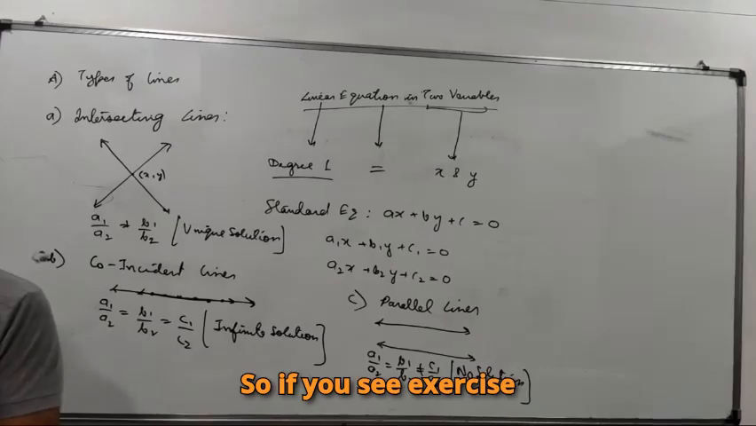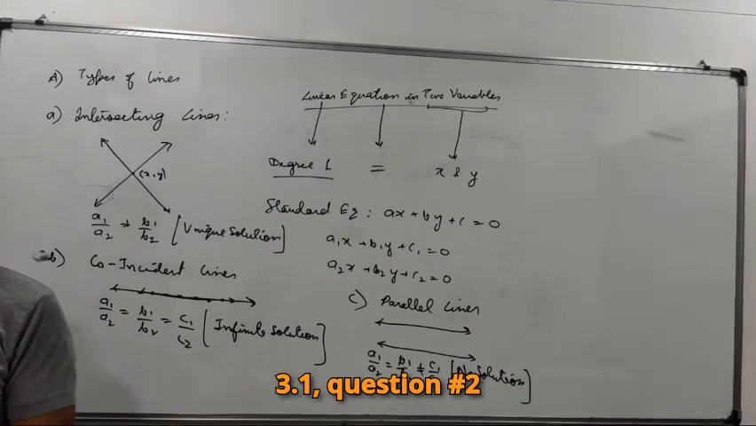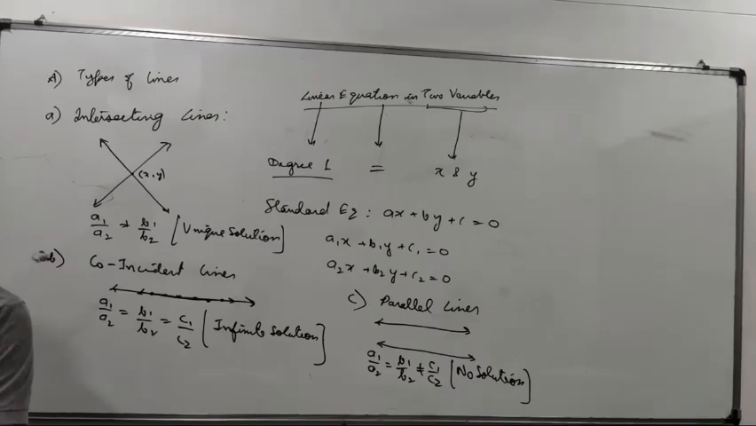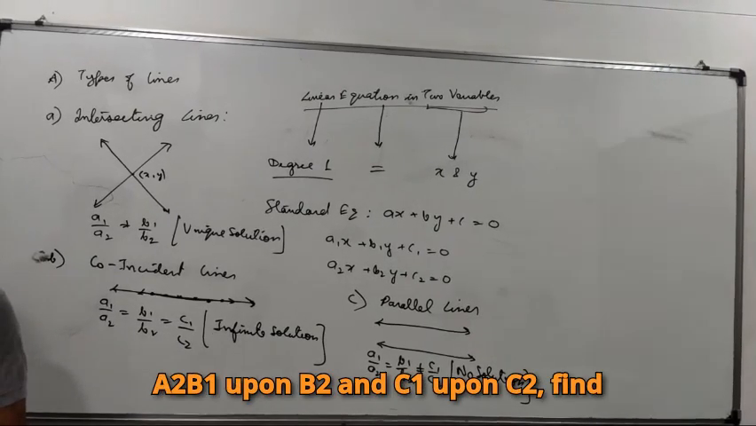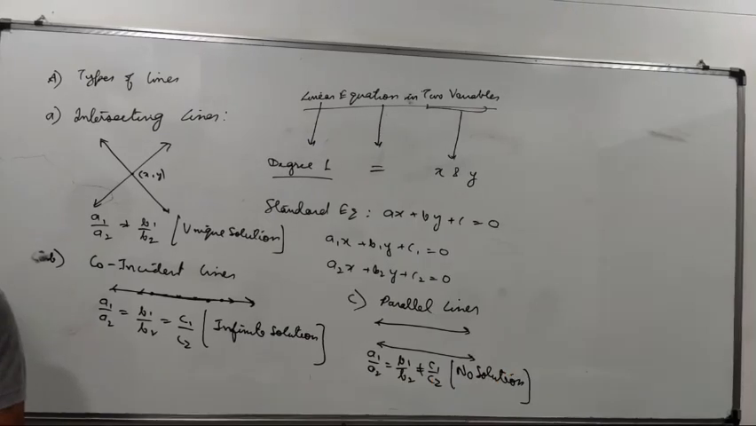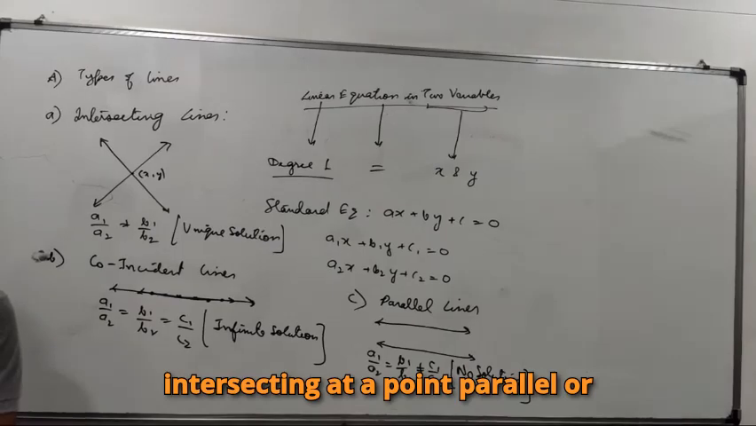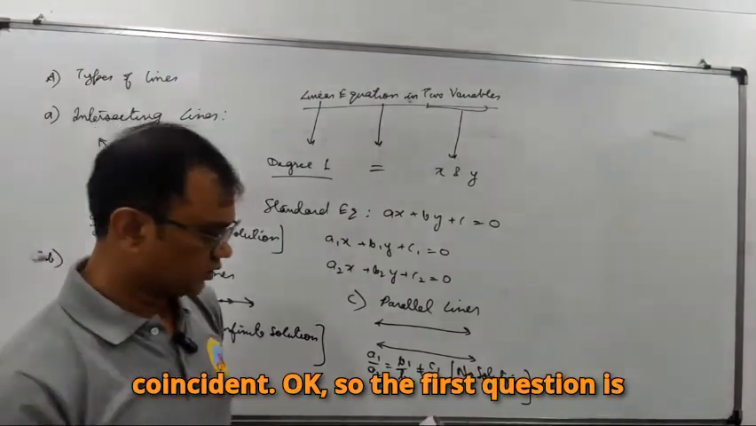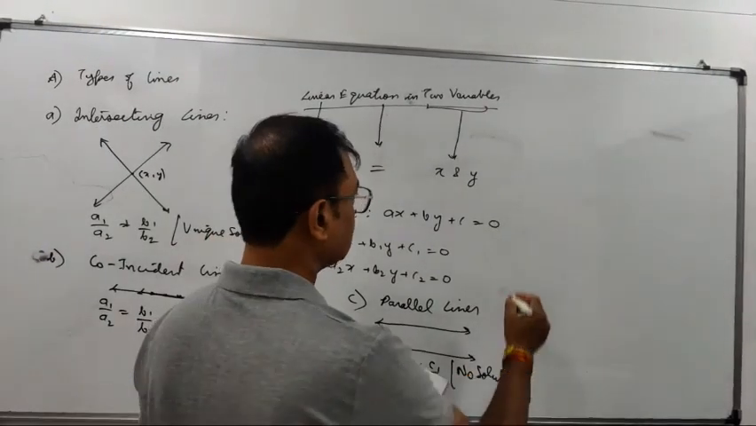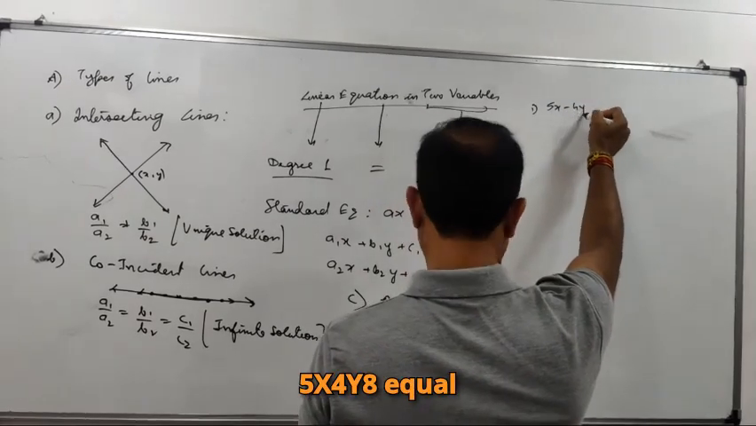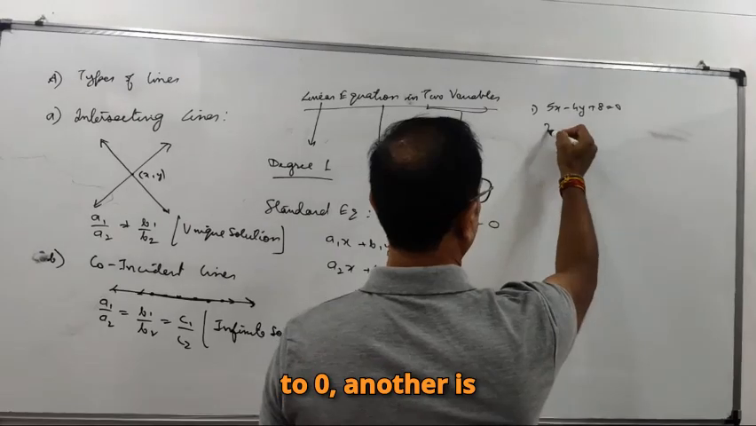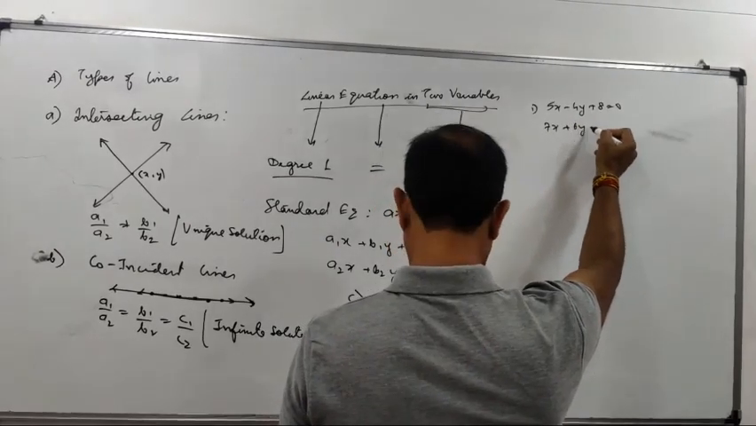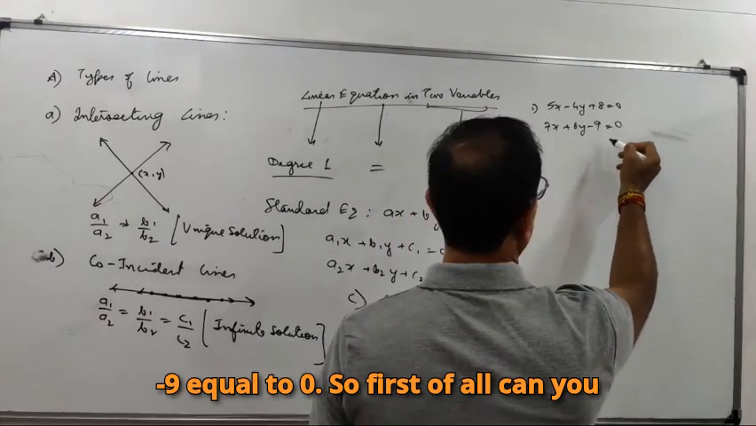So if you see exercise 3.1, question number 2. On comparing the ratios A1 upon A2, B1 upon B2 and C1 upon C2, find whether the lines represent intersecting at a point, parallel or coincident. Okay. So the first question is 5x minus 4y plus 8 equal to 0. Another is 7x plus 6y minus 9 equal to 0.